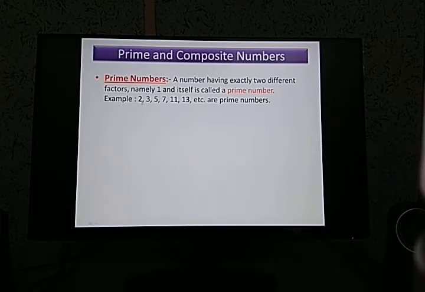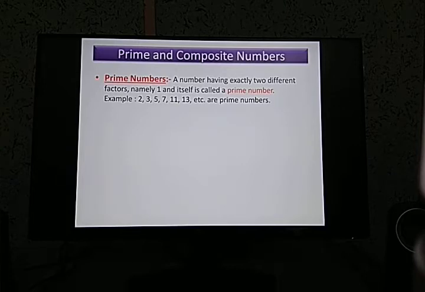For example, let us see here 2. What are the factors of 2? It is 1 and 2 itself. Factors of 3, 1 and 3 itself. Factors of 5, 1 and 5 itself. So in all these cases, one common thing is that these numbers, that means the prime numbers, are having only two factors, and those factors are what? 1 and the number itself. So any number which is having only two factors, that is 1 and the number itself, can be said to be a prime number.